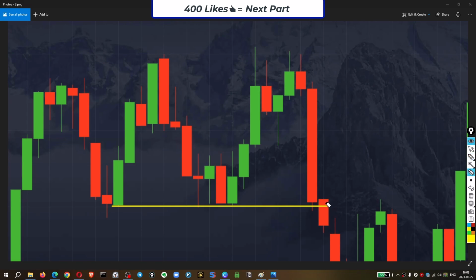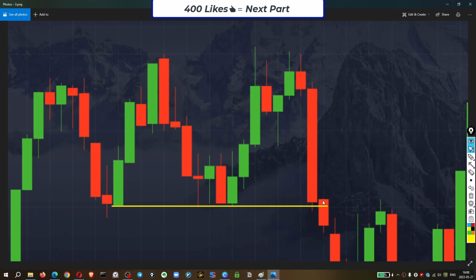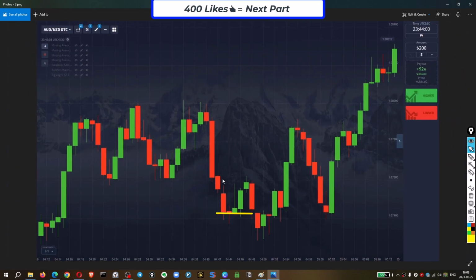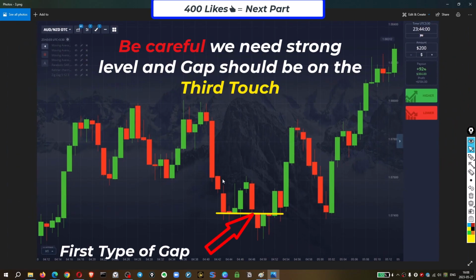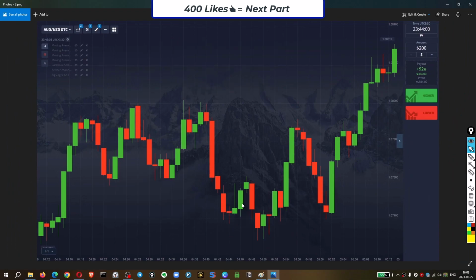This is the second type of gap. If you look here, this is the second type of gap. This candle closed on the level, but the next candle opened with a gap and made a little bit of space to the level. So this space should be filled. So the next candle comes down. The next one.